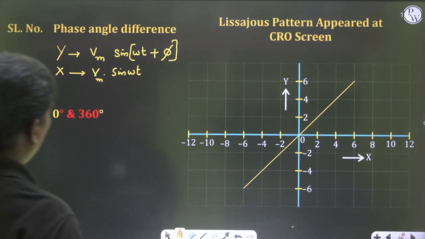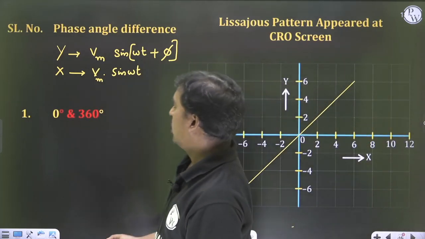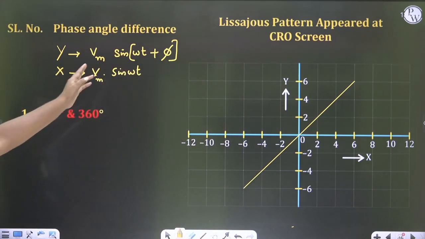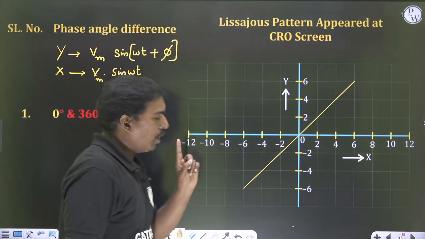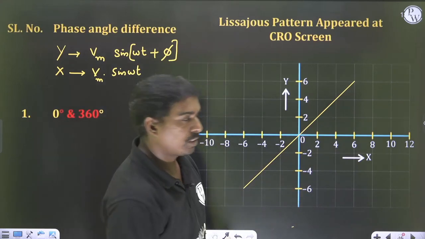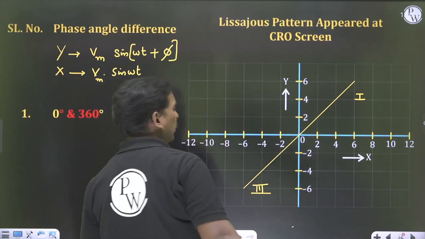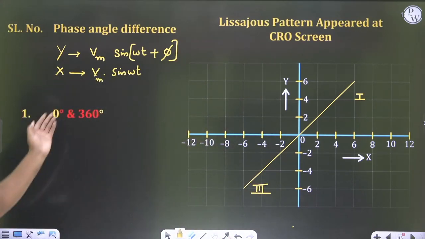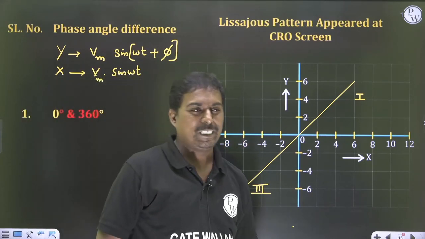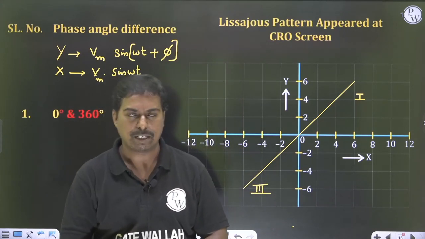Suppose the phase difference is equal to 0. That means both are the same, or if the phase difference is equal to 360, then we are going to get a straight line in quadrant number 1 and quadrant number 3. How can you do it? You can apply phi equal to 0, take the values and draw it. It's not necessary to go individually, but these are easy-to-remember techniques with respect to the GATE examination.